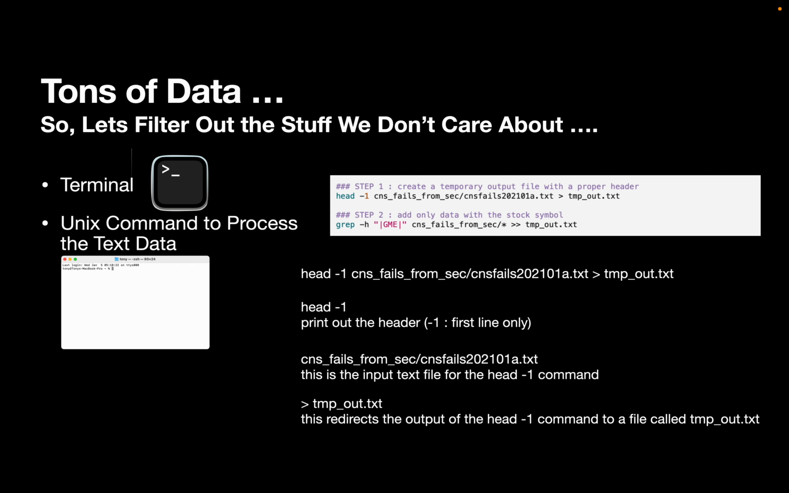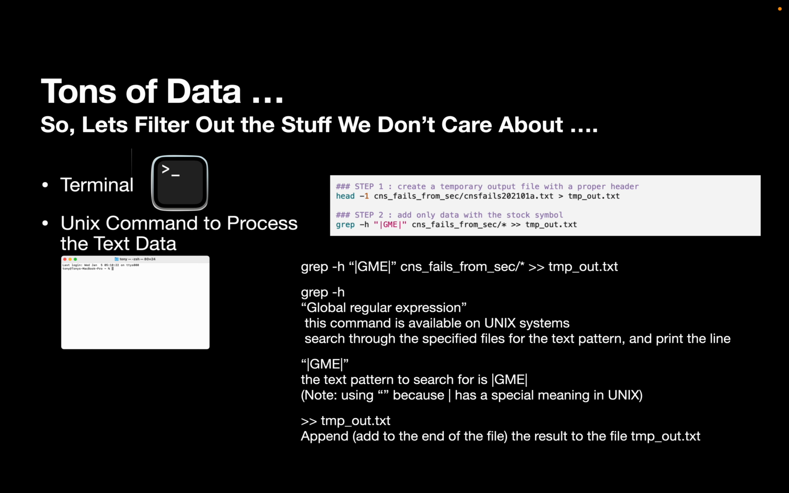We're going to go to any of the files that we've downloaded because all the headers are the same. In this case, all the files that we downloaded, we put into a cns_fails_from_sec directory. And just randomly, the first file that we have in there is cnsfails2021-01a.txt. You can use any file, right? So we do a head -1 of that particular file, and we redirect the output to temp_out.txt. So that's the first command.